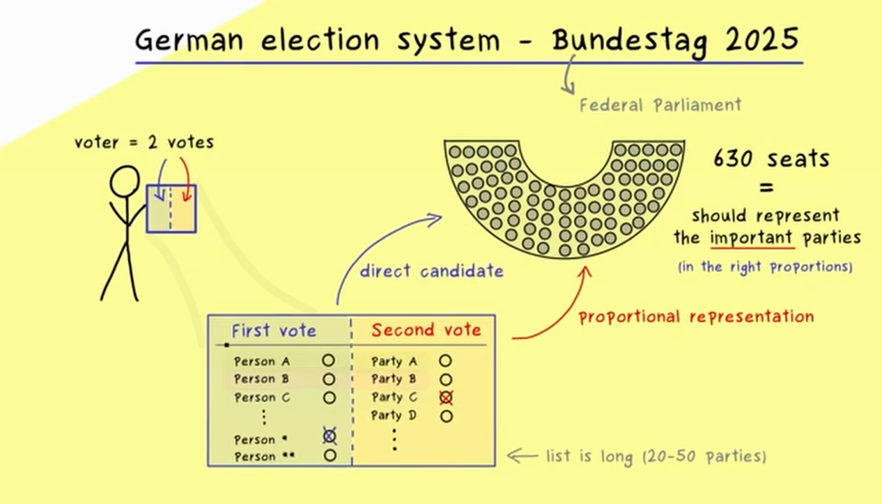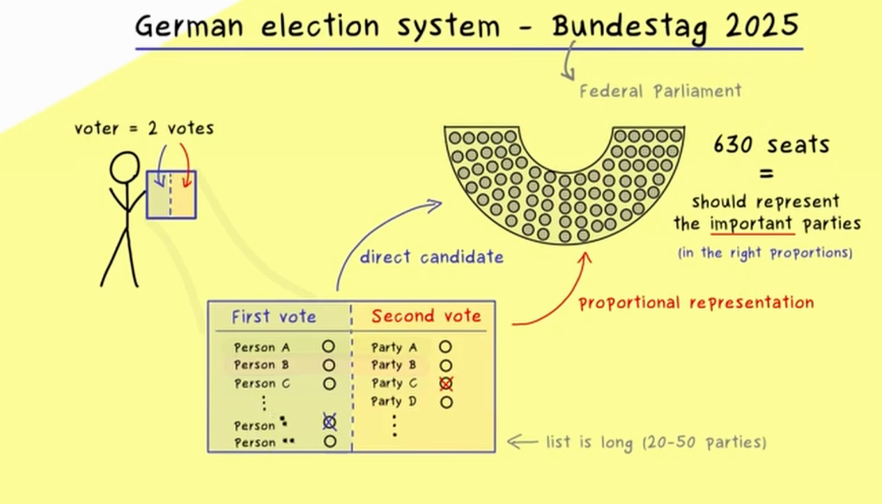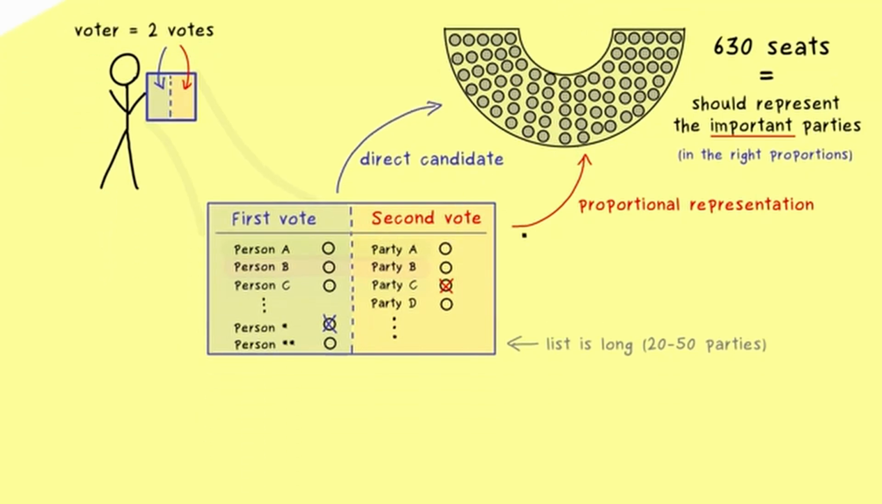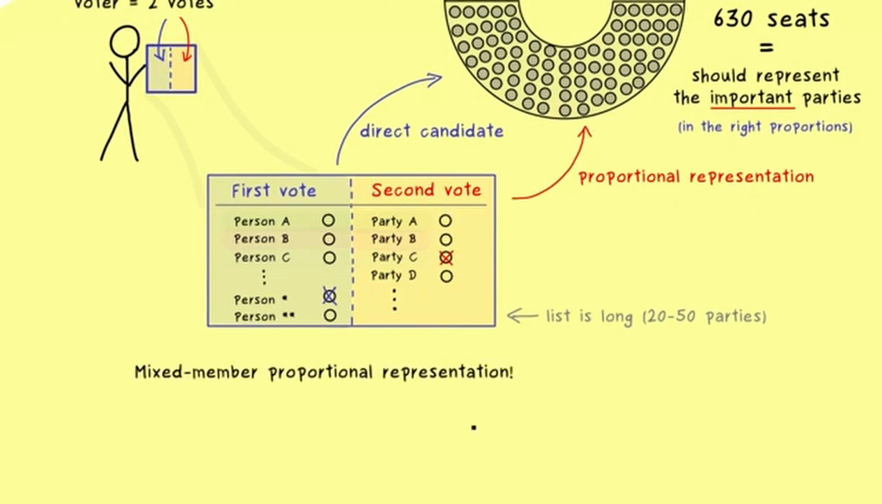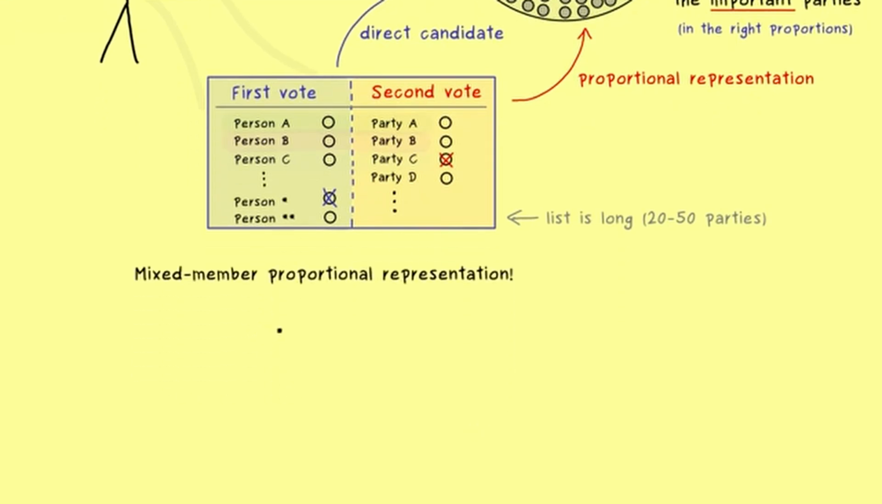So in total what we get here is a so-called mixed member proportional representation system. And I would say, roughly you can already remember that for the first vote we have a winner takes it all principle, and for the second vote we have our proportional representation. And now I will tell you exactly how this system works in practice.